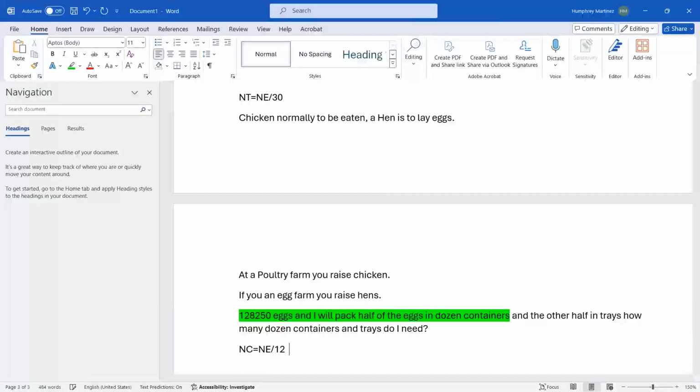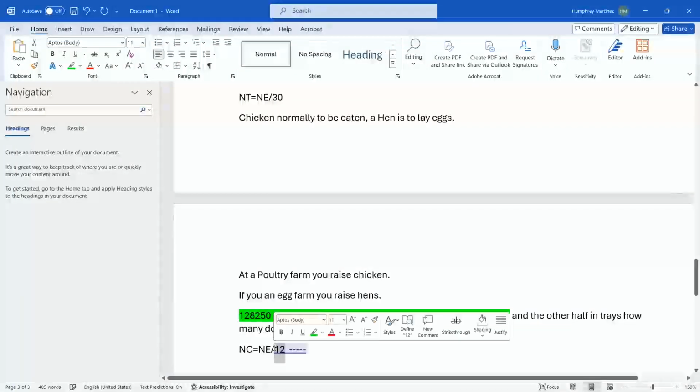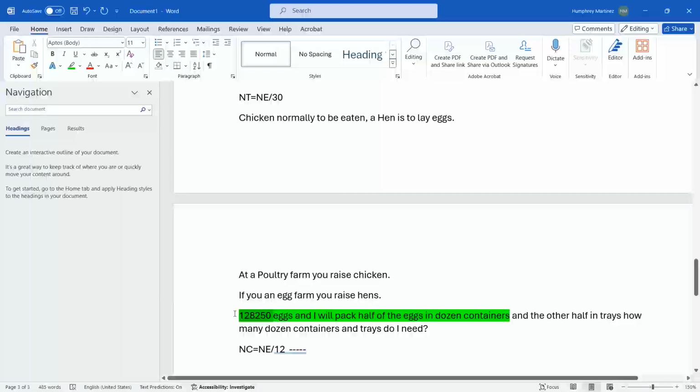Ajá. Entonces, ¿qué es lo que tienes que hacer? Dividirlo. Ajá. Bueno, entonces, ¿cómo lo harías? How will you do it? Tell me what is the number that you have. What number will you use? 12. Mm-hmm. 12, yes, that's a 12. But you have here, esta es la fórmula, pero el número de huevos es este, ¿ven? ¿Cuánto? 128,000, pero no te están diciendo que los 128,000 lo vas a empacar, sino que solo la mitad, ¿verdad?